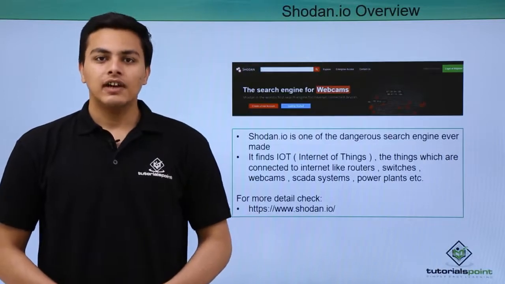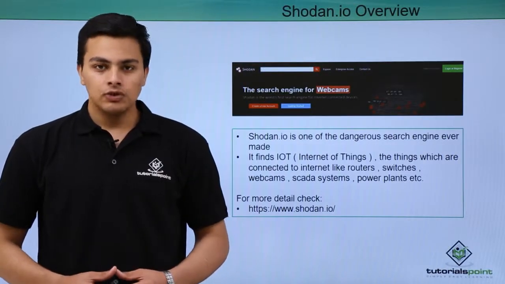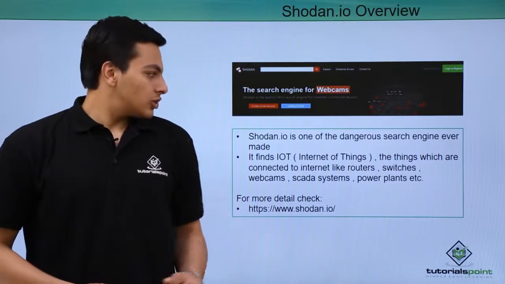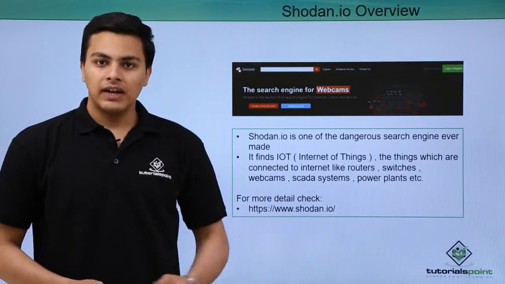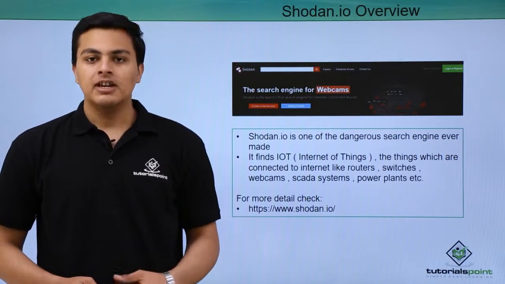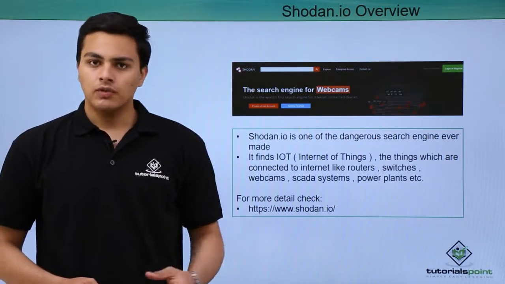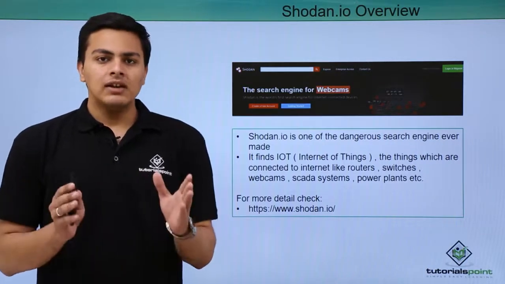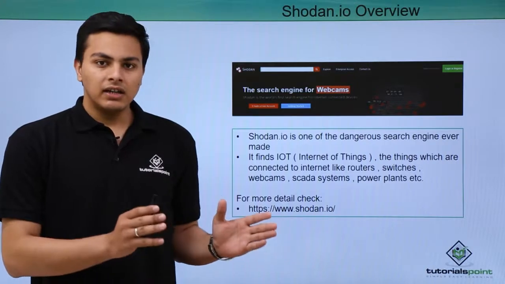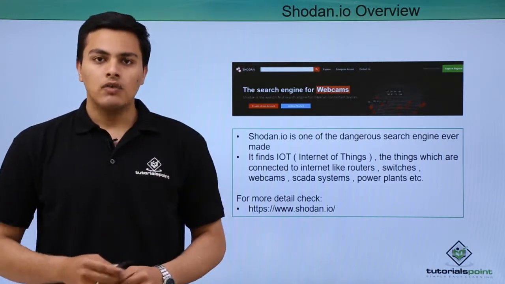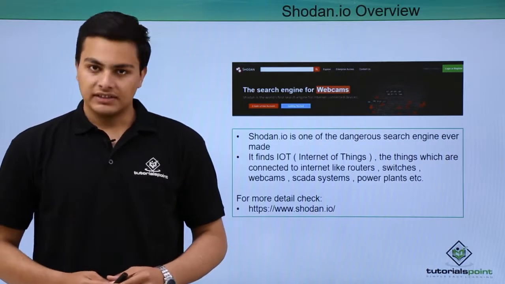So Shodan is one of the most popular search engines used to find devices which are connected over the internet. With the help of Shodan, we can find IoT devices like webcams, routers, SCADA systems, power plants and so on and so forth. Shodan is different from Google because Google finds web pages, whereas Shodan tries to find the devices which are connected over public IP addresses.